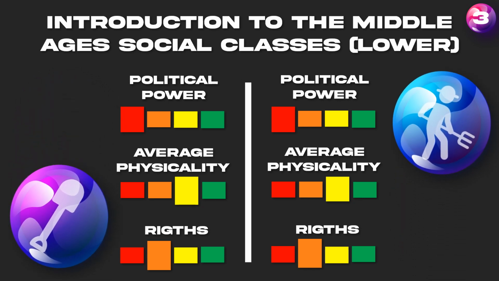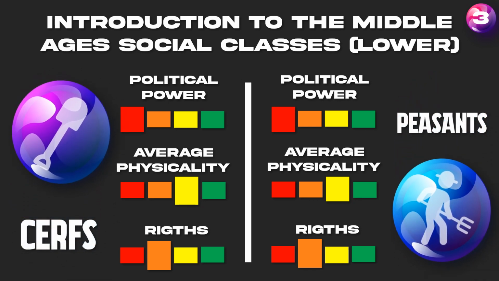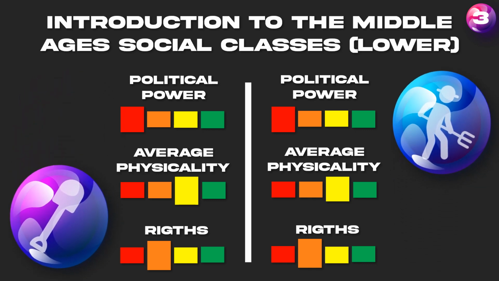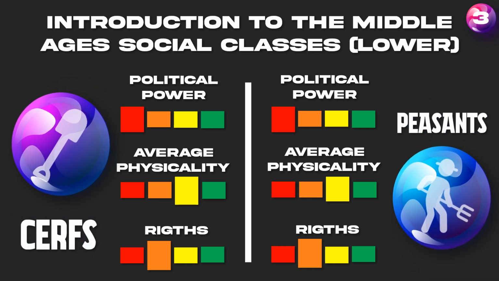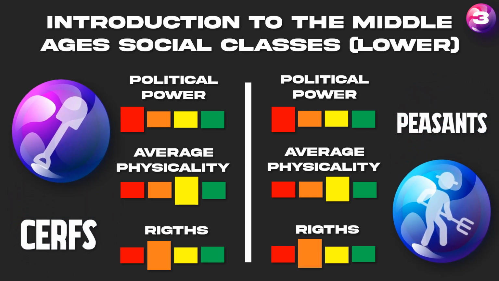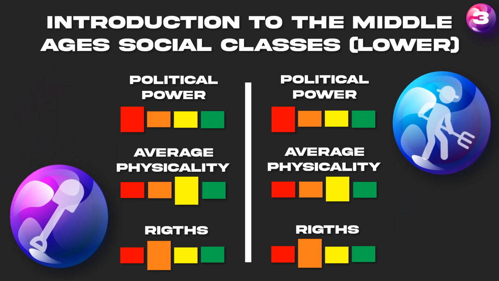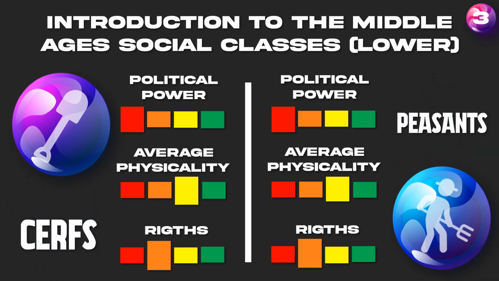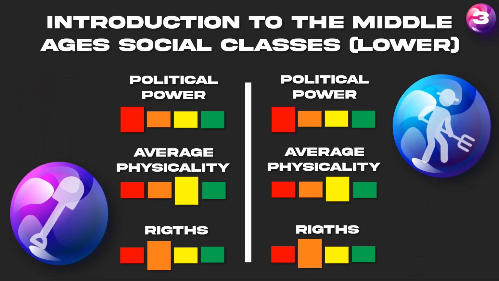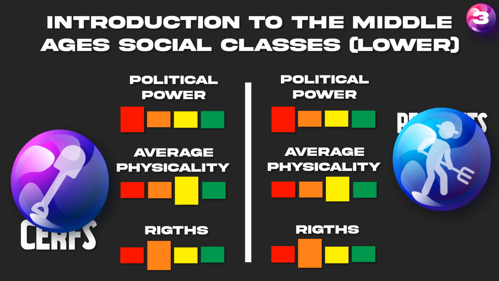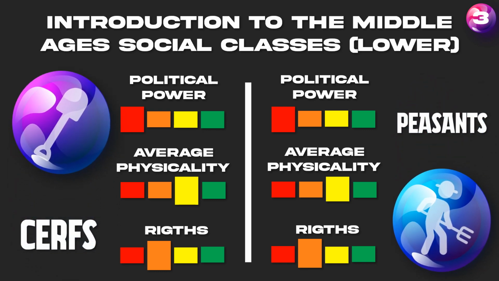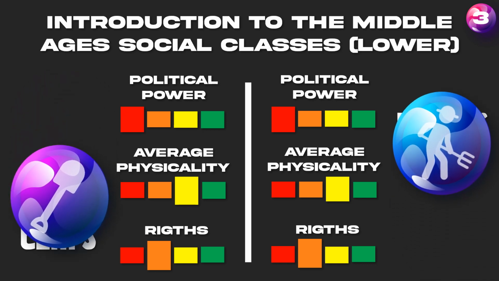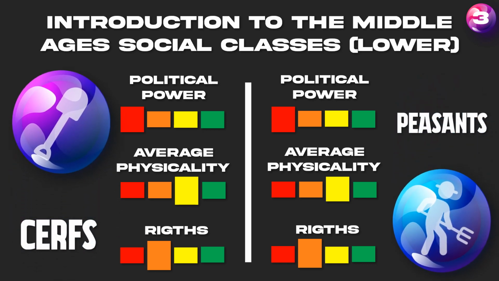To finish off this introduction to the social classes of the Middle Ages, we're looking into the lower ones, with the serfs and the peasants. Both have the same characteristics, with no political power, very low rights, but they were not owned by someone, which doesn't make them enslaved, and a high average physicality, as they were both working manually all day.